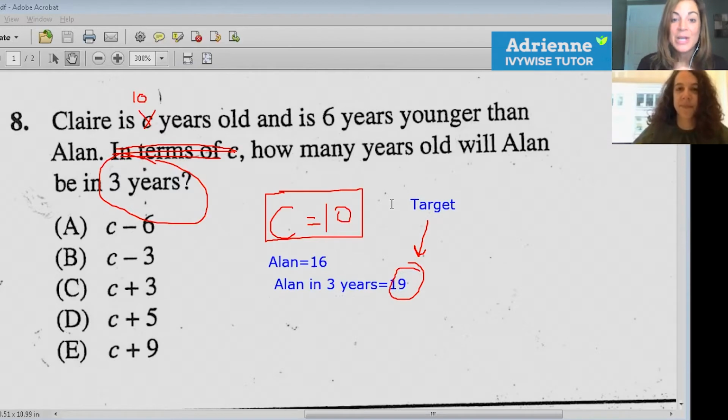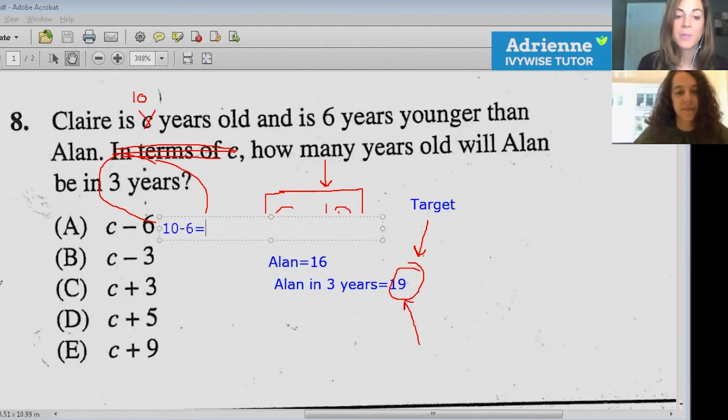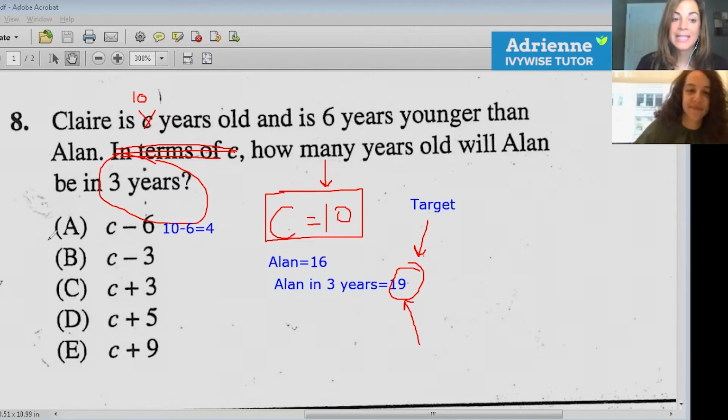All right. Now comes our final step, and that final step is we must check all 5 answer choices to see which one equals 19. We're going to plug in our C of 10 and try to get back to our target of 19. Let's go ahead. We're going to do 10 minus 6, and what do we get for this one? 4. Good. Does 4 equal 19? Nope. Good, so we're going to cross that one off.